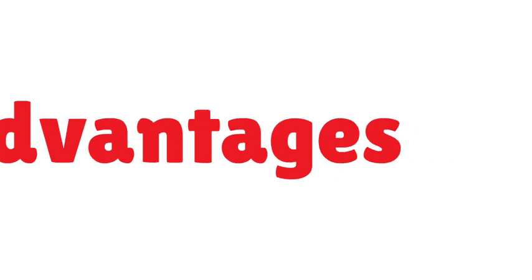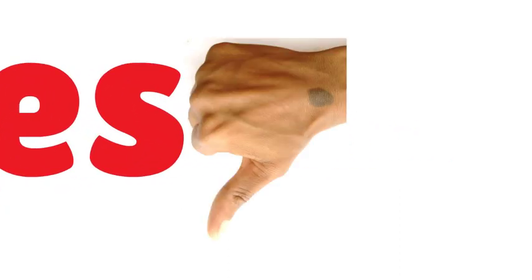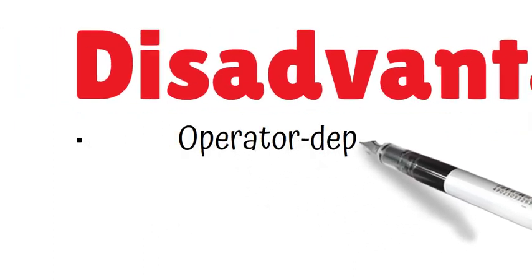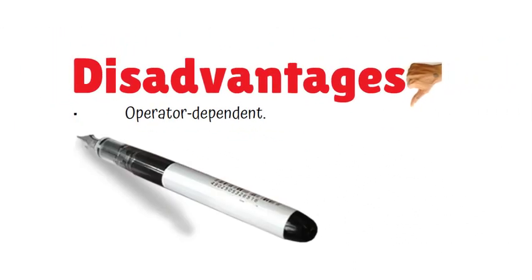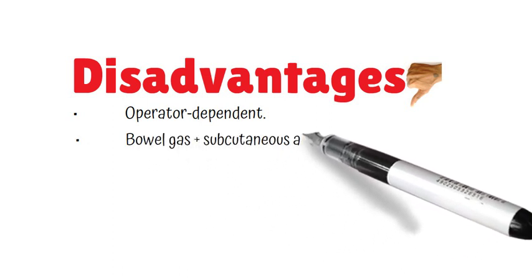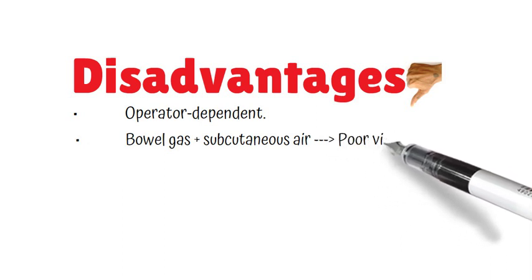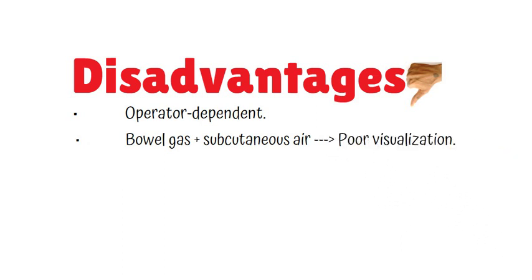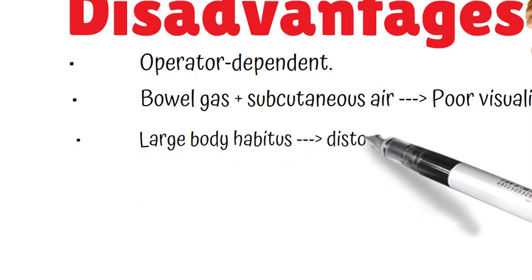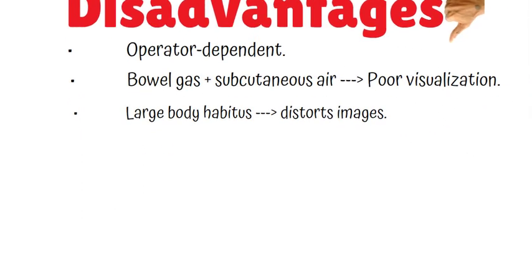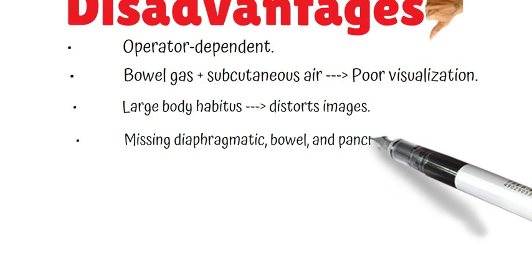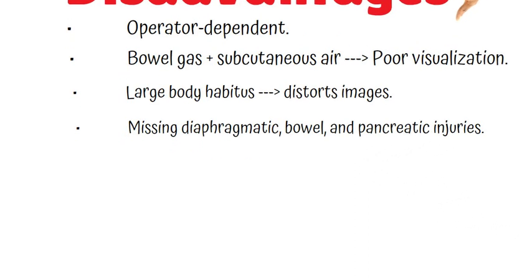However, where there are advantages, there must be disadvantages. FAST is obviously operator dependent. In situations where there is bowel gas and subcutaneous air, there might be poor visualization of images. A large BMI can distort the images. There is a chance of missing diaphragmatic injuries, bowel injuries, and pancreatic injuries.